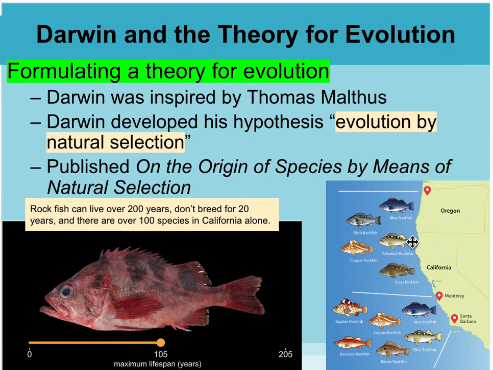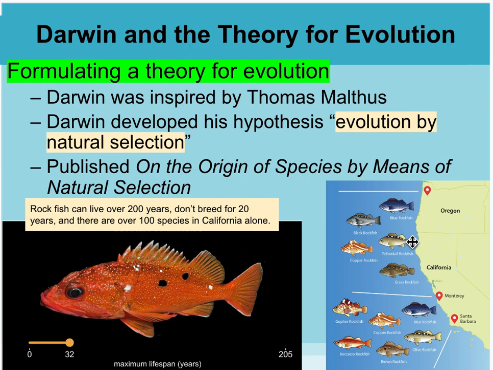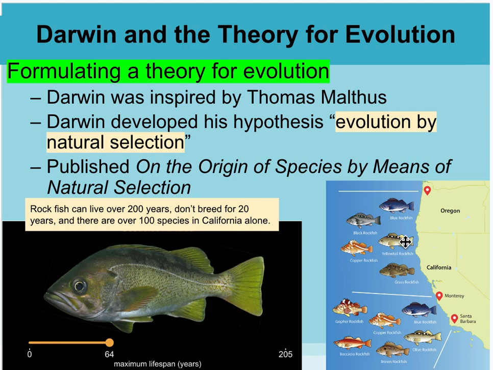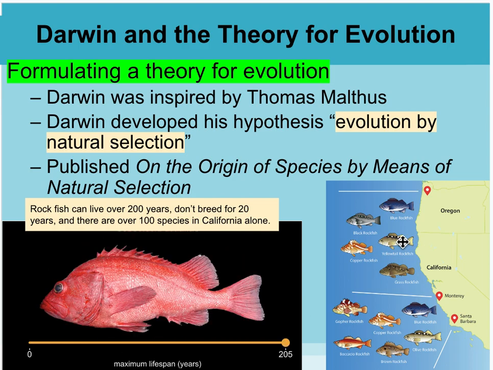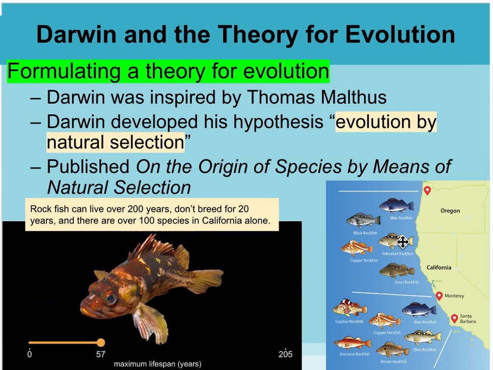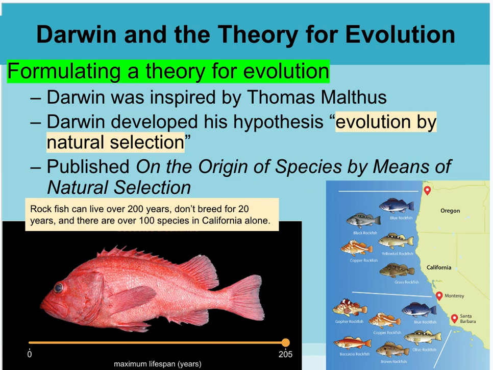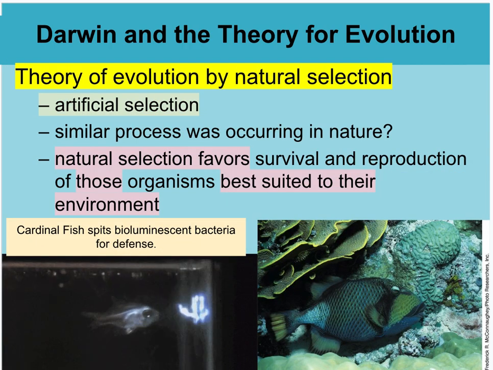But you can tell that all of these species came from a common ancestor and long ago probably looked a lot more alike. A rockfish can live over 200 years, and you see these regularly when you're diving and snorkeling in California, but they don't breed until they're about 20 years old, which is really interesting.